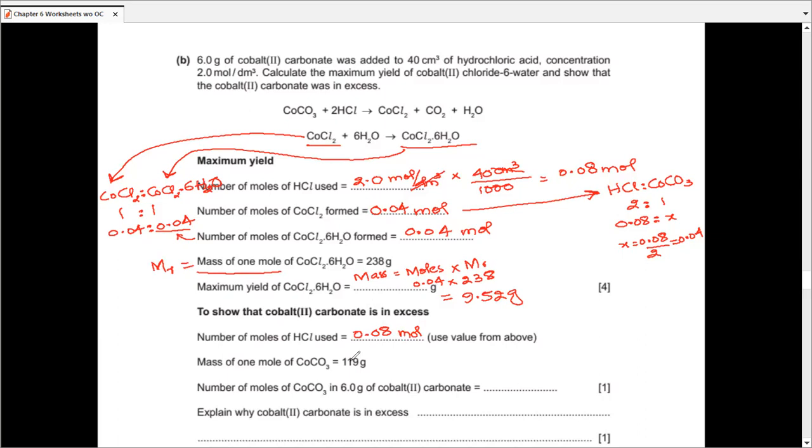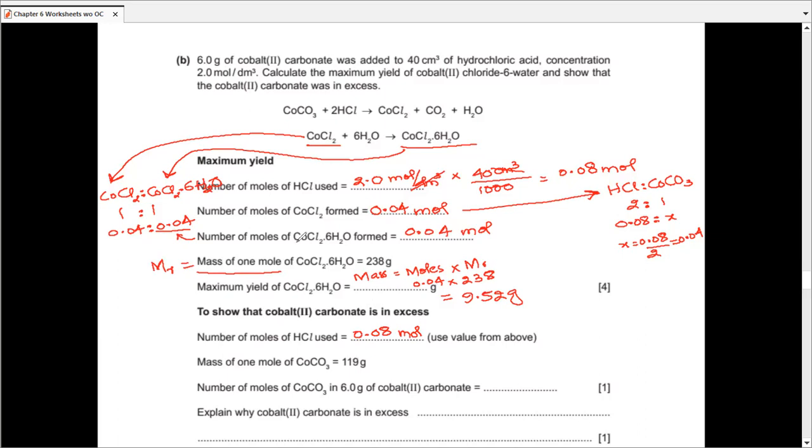And they've also mentioned use value from above. So since they are using another value again, they're not going to give you any marks for it. So remember, this step has no marks, which is an advantage for a student who has done it correctly, but the one who is going to be incorrect is going to be incorrect in both the spaces.